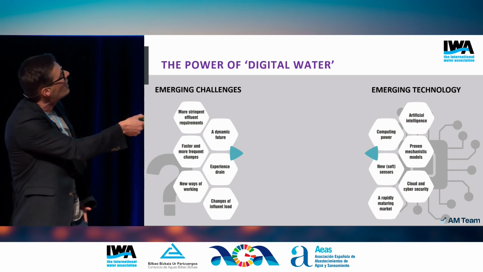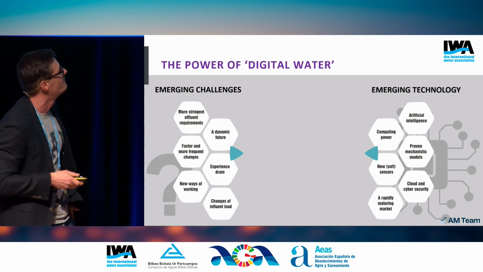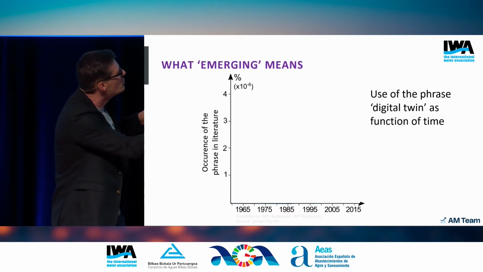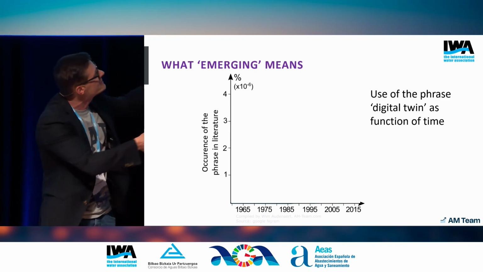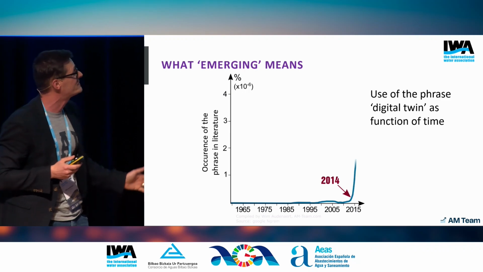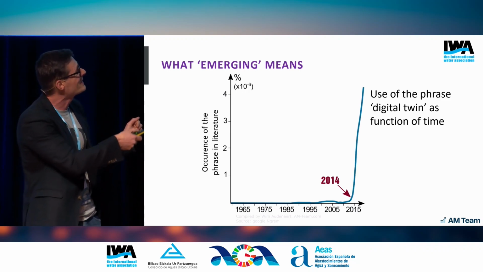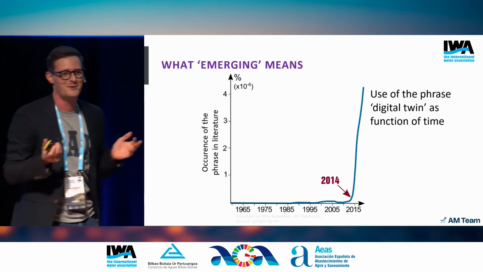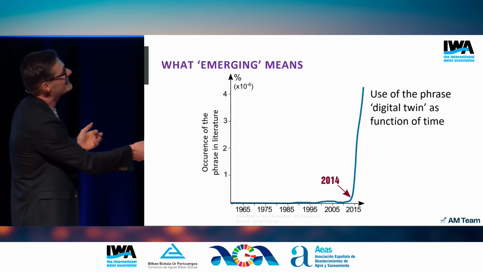Let's zoom in a little bit on emerging. What does emerging mean? Well, for example, you can do that on Google Ngram: the use of the phrase digital twin as a function of time. This is the graph you see. So you can see something is happening. This is not really exponential, it's kind of vertical. So something happens here.